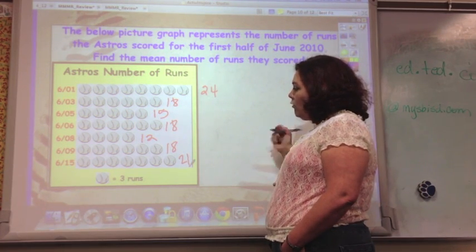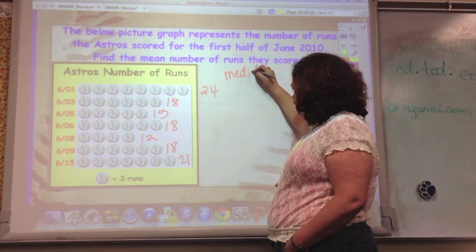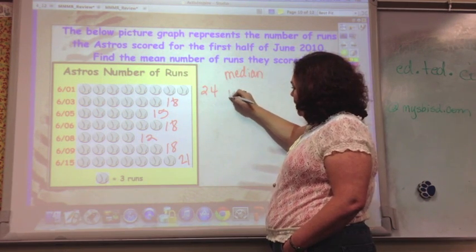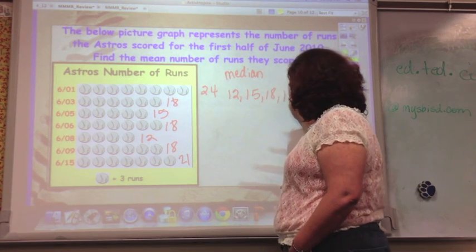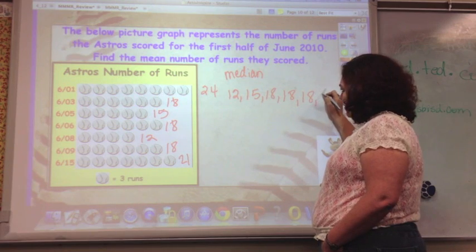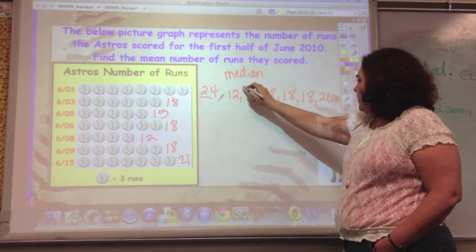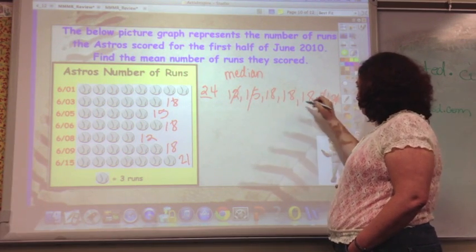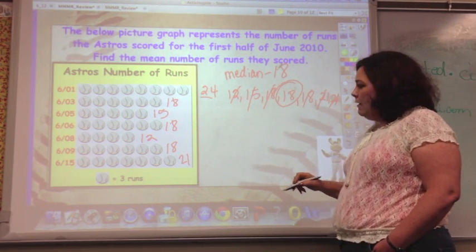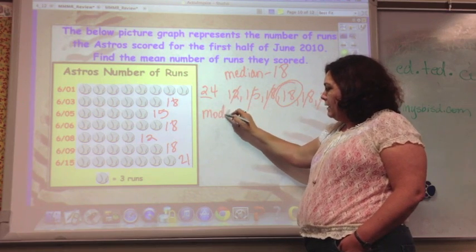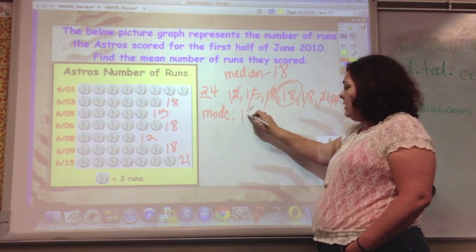So to order these from least to greatest, let's find the median. And that's the middle number. So I've got 12 and 15 and 18, 18, 18, 21, and don't forget the 24 up here. So the middle number, I'm just going to cross out, and it's 18. So the median is 18. And then the mode is real easy. It's the number that shows up the most. And in here, 18 shows up 3 times. So the mode is 18.